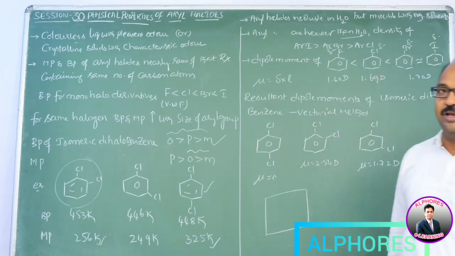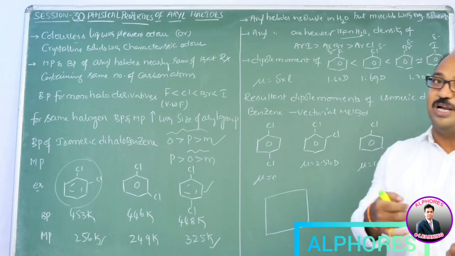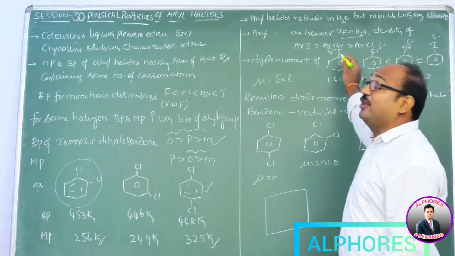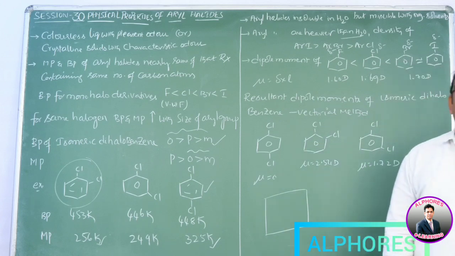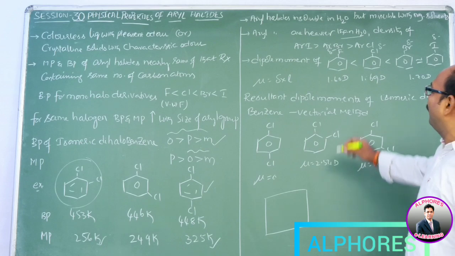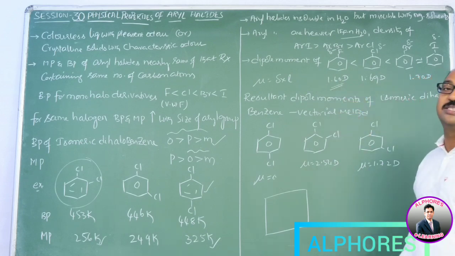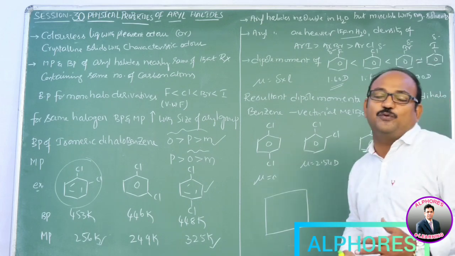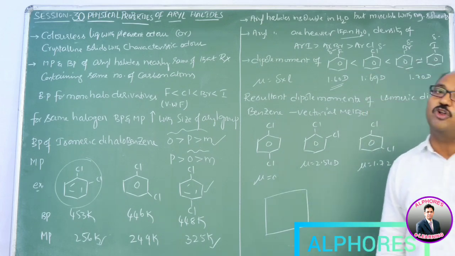So generally what we think is that because fluorine is more electronegative, it pulls electrons towards itself, and so the delta value is more, and the dipole moment of fluorobenzene is expected to be more in general. But let us see the experimental value. For fluorobenzene it is 1.60 D. So compared to fluorobenzene, what are you expecting for chlorobenzene?